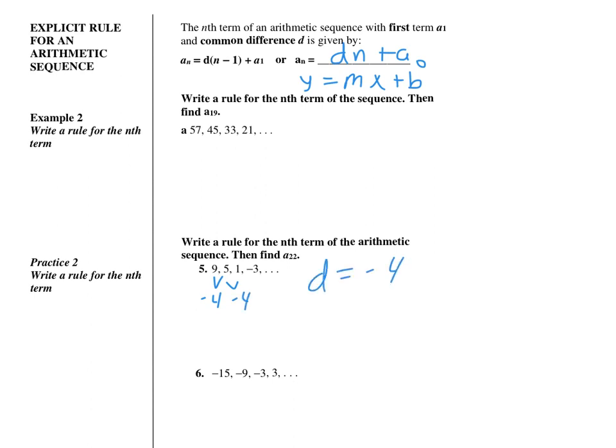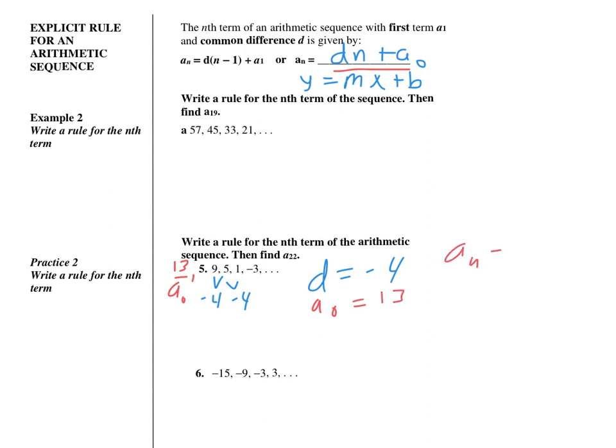Next thing, since I'm going to use this version of the formula over here, I need to find out what a sub 0 is. Now a sub 0 is always, hypothetically, the term in front of the first term. We know that the first term here, a sub 1, is 9. And so if there was another term in front of that, I would have to add 4 to get to it, so that would be 13. You can see that 13 would kind of follow that same pattern. So I'm going to say a sub 0 is 13.